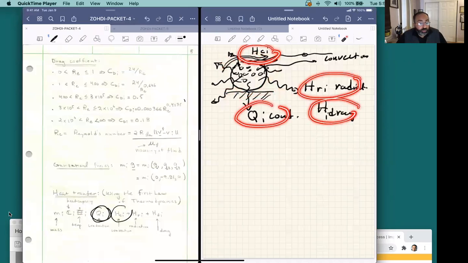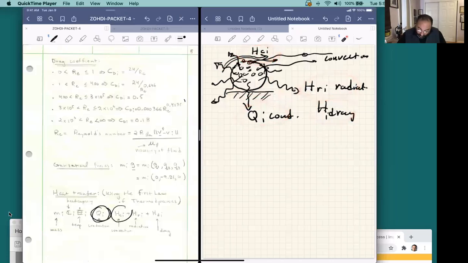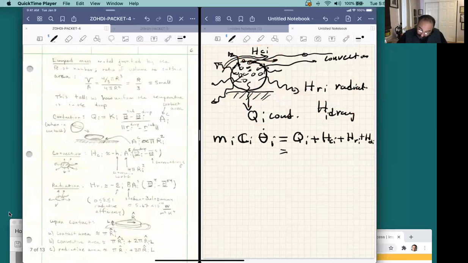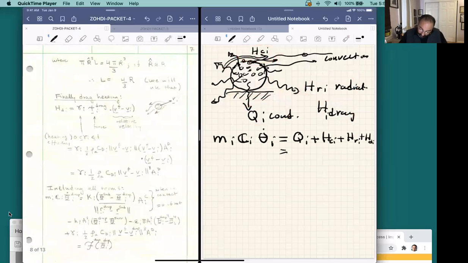So those 4 terms, depending upon how fancy we get, are going to feed into this differential equation. For the time being, we're just going to say this is equal to m i, c of i, theta dot of i, and then we're going to have conduction plus convection plus radiation plus drag. And we're going to call all this junk over here F of theta i.